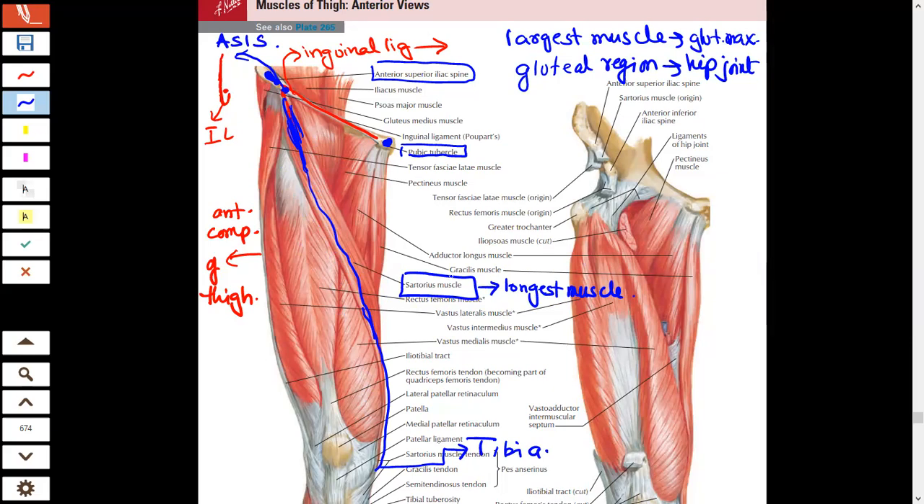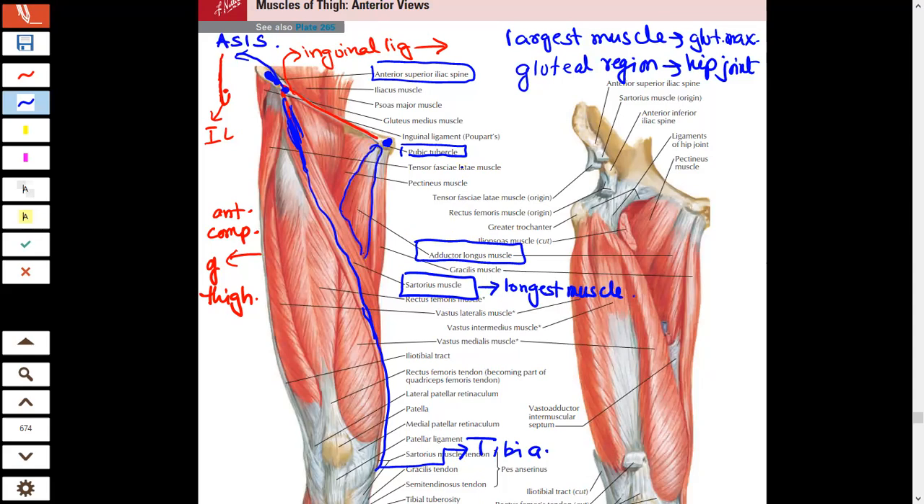The second muscle which you must see here is your adductor muscle. In the diagram you can see this muscle here, this muscle. This muscle fiber is known as your adductor longus muscle. Okay, which muscle? Adductor longus muscle.